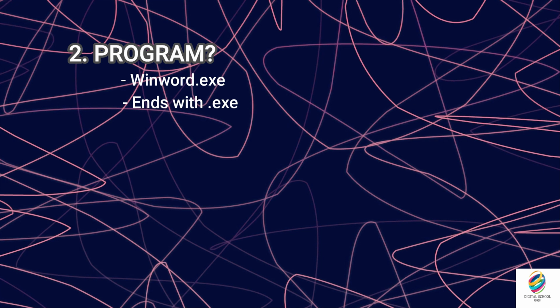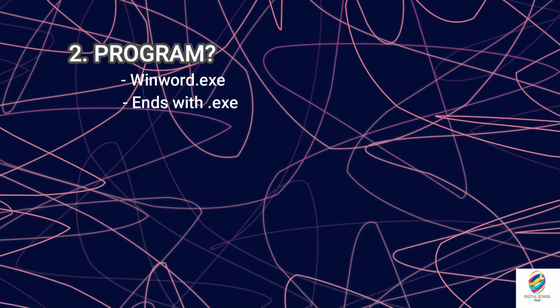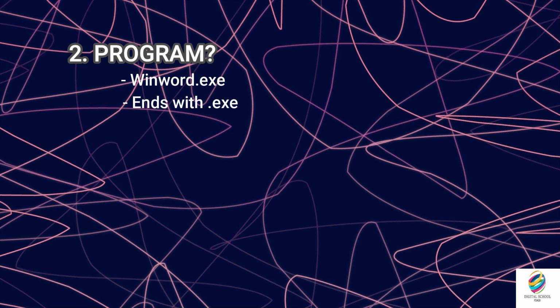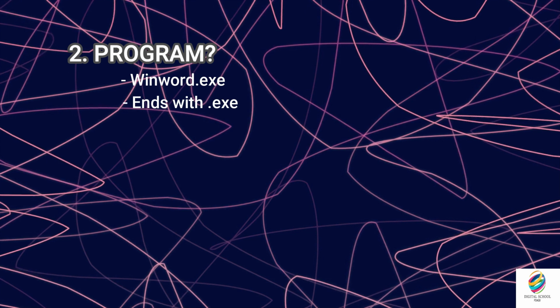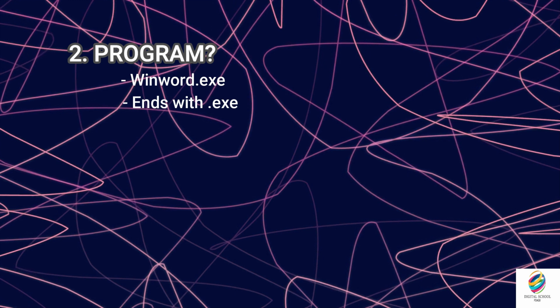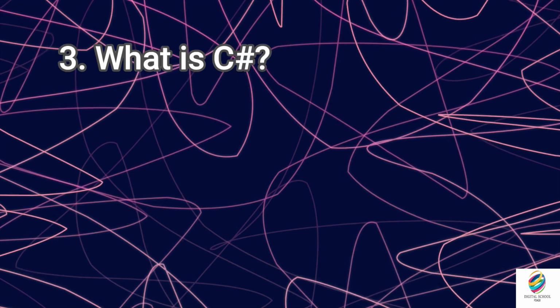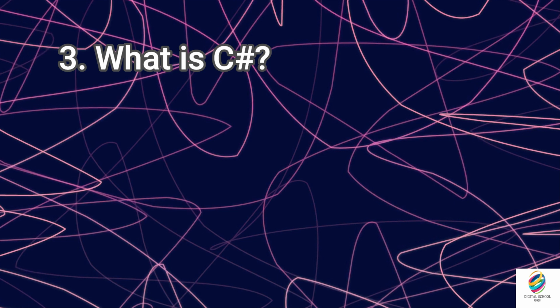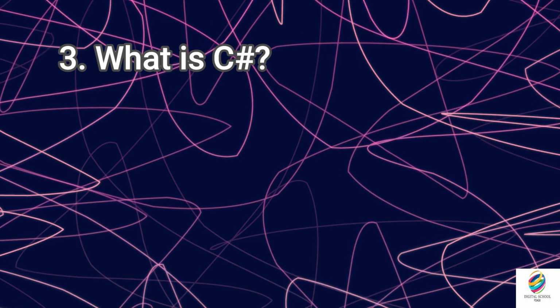An executable program consists of one or more source files. A C Sharp source file, for instance, is a text file that contains a sequence of C Sharp commands that fit together according to the laws of C Sharp grammar. Third, what is C Sharp? Programmers use the C Sharp programming language to create executable programs.